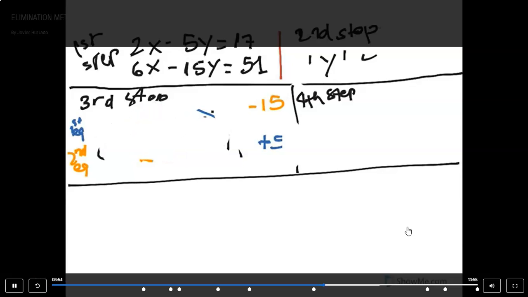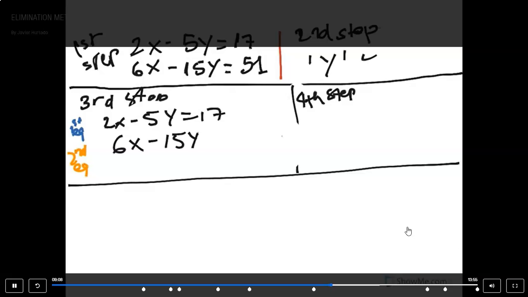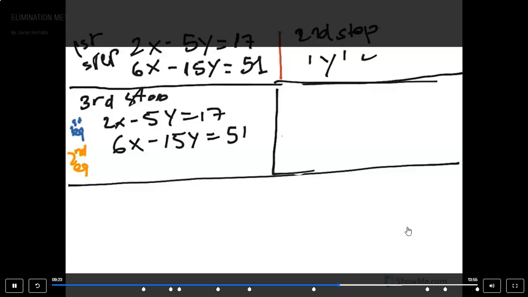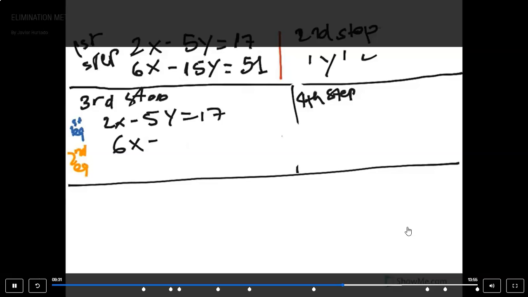Let me do it better this way. So let me rewrite my equations. I have 2x minus 5y equals 17, and 6x minus 15y equals 51. And that's why it's very important, and that's what I tell you, that in class you have to stop talking, because if you don't follow every single step here, you are not going to get the process.